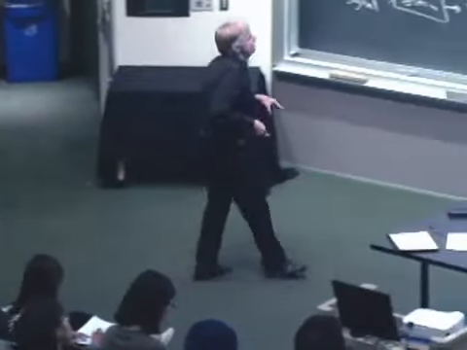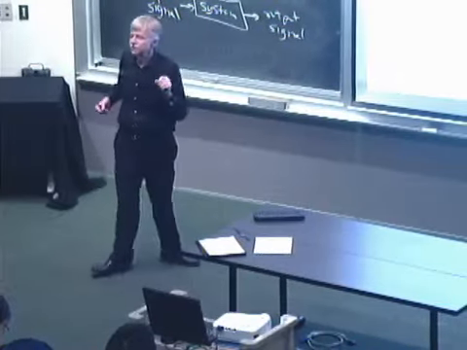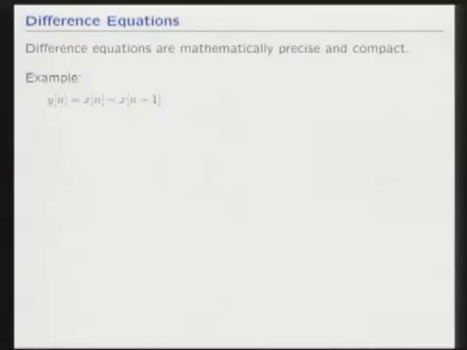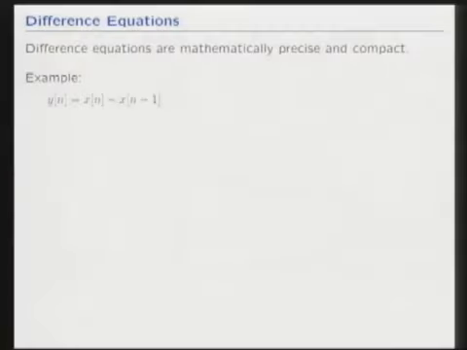So the easiest possible representation is a difference equation. Difference equations are good because they're absolutely precise, and they're the absolutely most concise representation we will have. Precise and concise, those are good features. So here's an example. What if my output y[n] were my input x[n] minus x[n-1]?